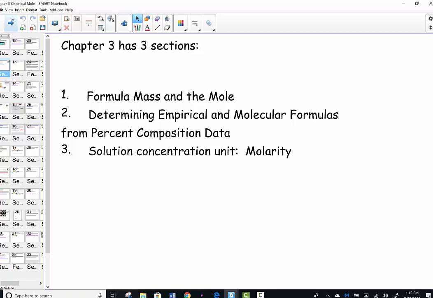Once we get a handle on traveling the mole map, the 3 different ways that we measure matter, by weighing it, by taking a volume, or by counting particles, traveling the different roads on the mole map, we move to the next section where we determine empirical and molecular formulas given some mass percentages. So if I know a compound's mass percent, the elements and their contribution to the weight, we can use that information to determine its chemical formula. And the last section is called molarity, which is the concentration of a solution.